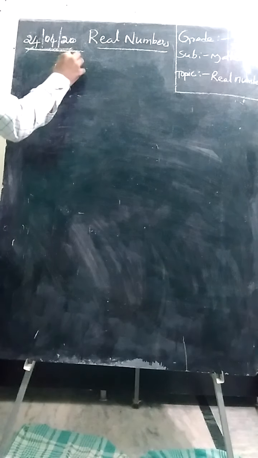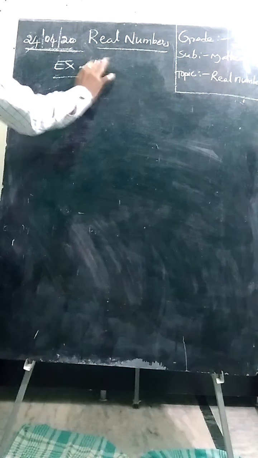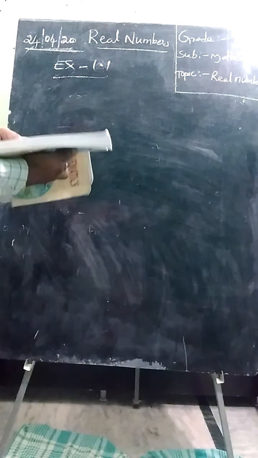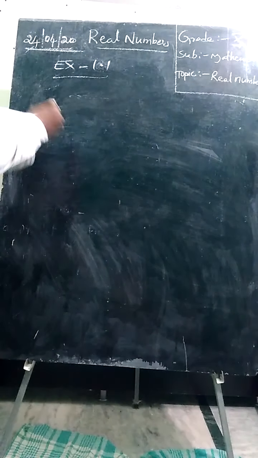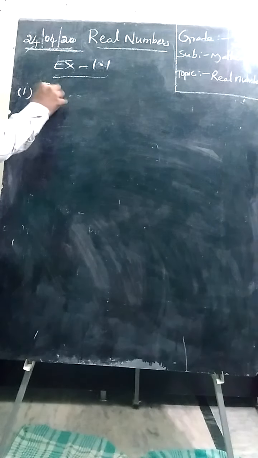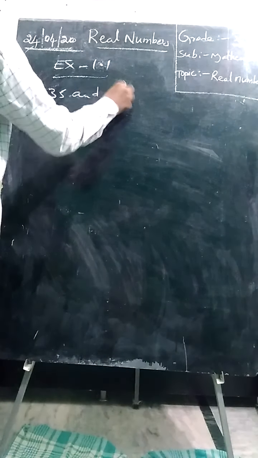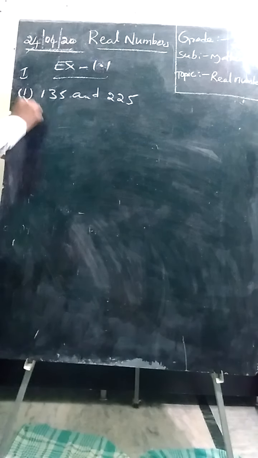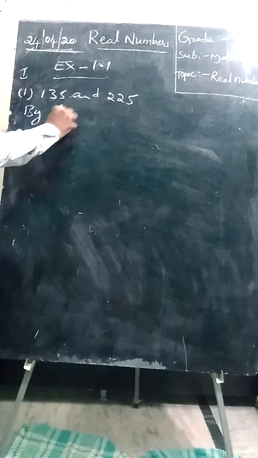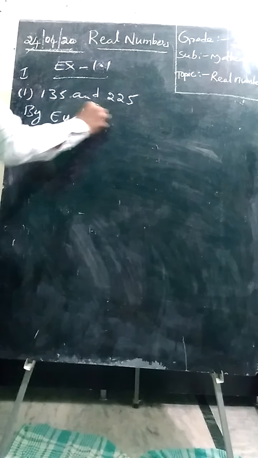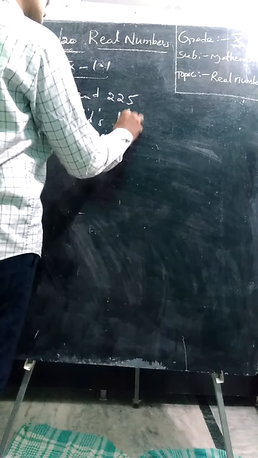Yes, students, let us discuss one exercise problem from 1.1, which is one of the applications of Euclid's lemma. It is given to use the Euclidean algorithm to find the HCF of two numbers. The first one is 135 and 225. Not only two, students, we can do three numbers also by Euclid's lemma, or Euclid's division algorithm.